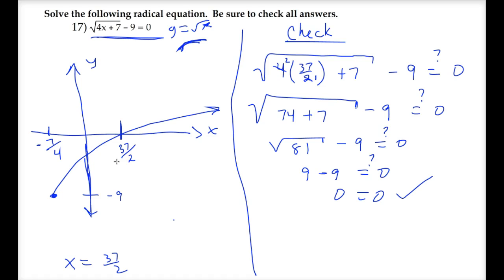So in this course, we don't go over how to graph that. But if you have a graphing calculator, you could put the square root of 4x plus 7, all that minus 9, into your calculator and see this particular graph. And you'll see that it crosses the x-axis at 37 over 2. That is what this question is asking us to find out without actually drawing the graph. All right, let's move on to number 18.